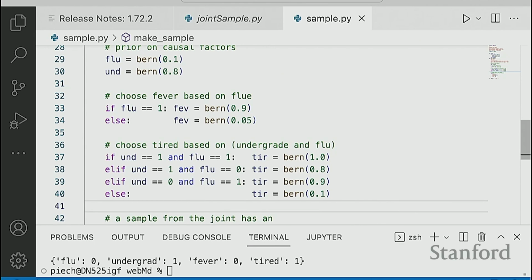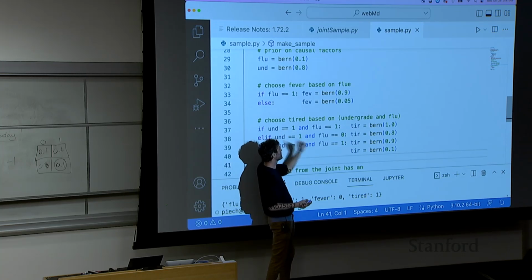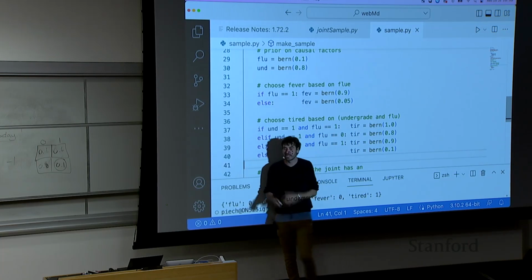When I choose tired, it's more complicated because it depends on my previous choices for undergraduate and flu. And there's 4 different combinations for undergraduate and flu. And in each of those 4 different combinations, I could have a different probability of whether or not somebody's tired. They don't have to add up to 1. For example, maybe it's guaranteed you're tired if you're an undergraduate with the flu. And you can still have positive probabilities, and they don't add up to 1, and that's fine.